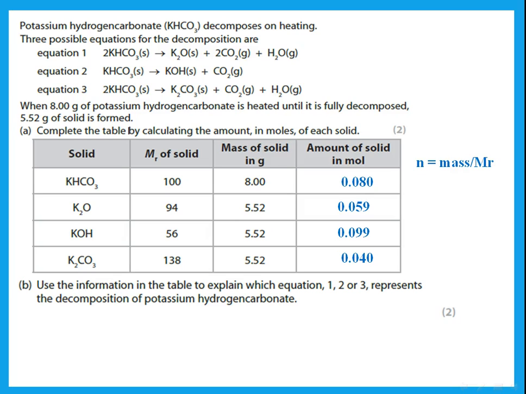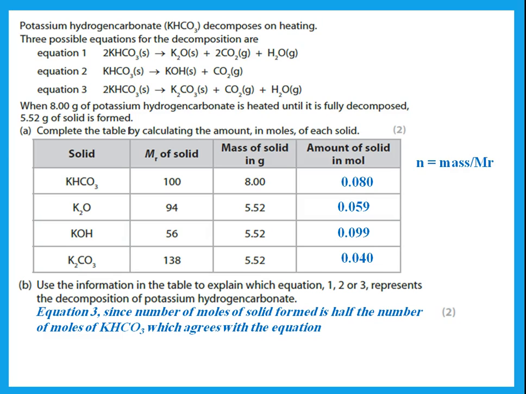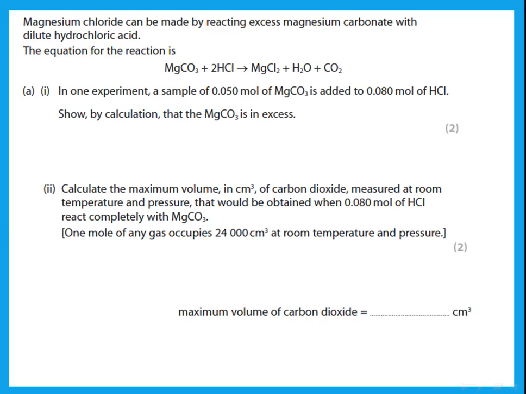Now in equation 3, the equation says that the number of moles of the solid formed should be half the number of moles of what I started with. So if I started with 0.08, the number of moles of the solid formed should be 0.04, and that is correct. So it is equation 3 that is correct, since the number of moles of solid formed is half the number of moles of KHCO3, and that agrees with the equation. Do you understand that? Okay.